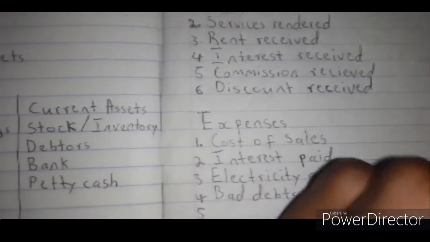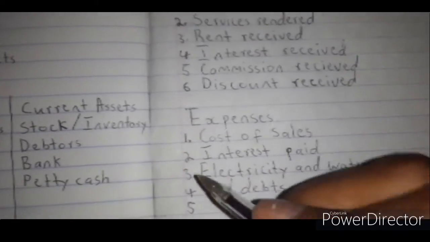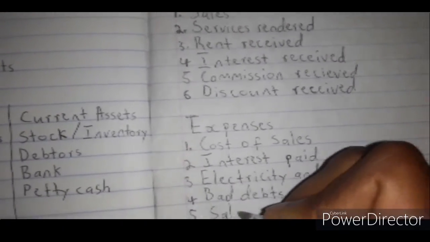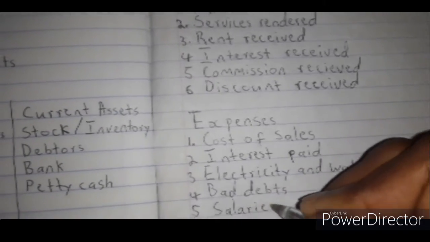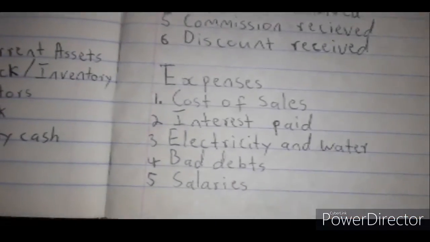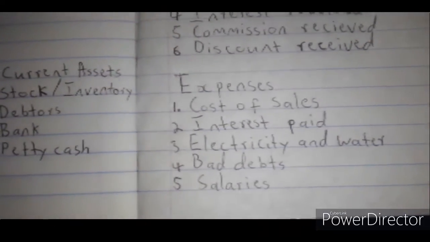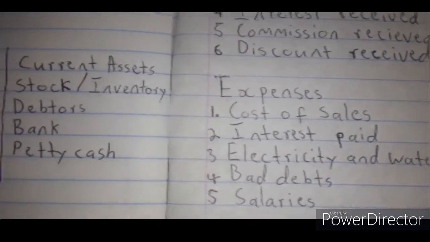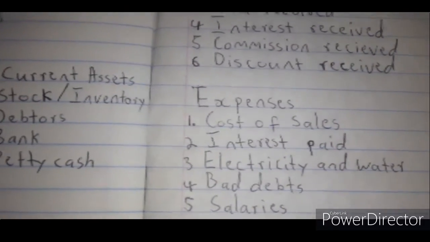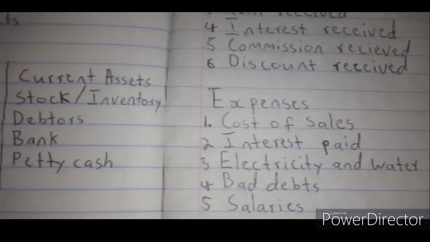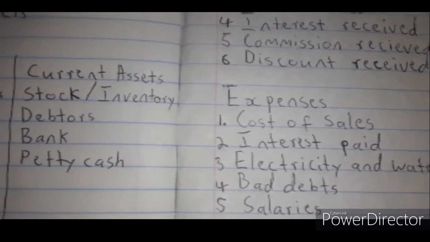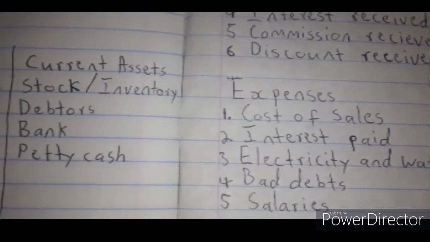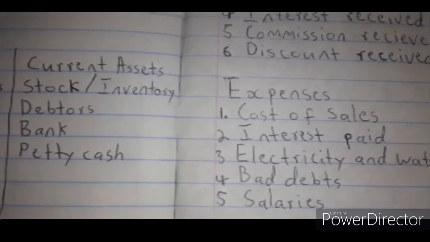Number 5, salaries. I assume you all know what salaries are. Then other expenses: insurances, fuel, repairs, and stationery.